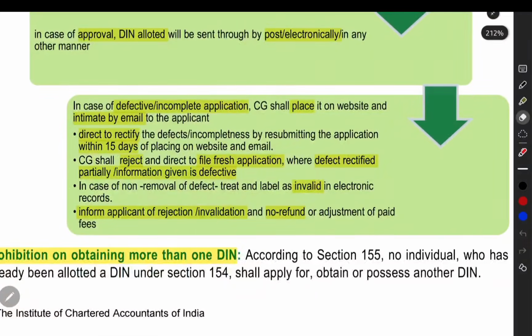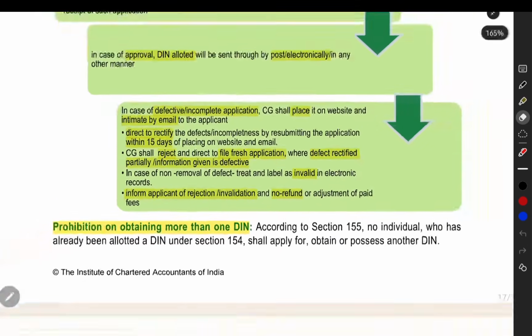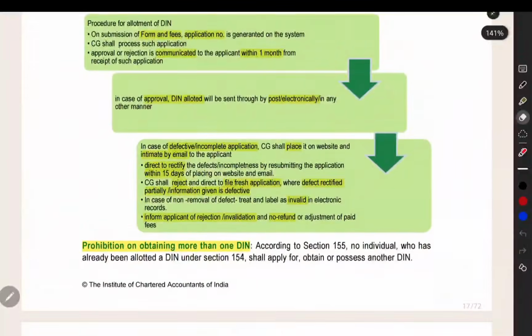Next, if the application is incomplete or defective, the central government will intimate through email. You will get an email, and then you will get time to rectify the defect. Within 15 days, you have to rectify. If you rectified the defect, but that rectification is also not correct, in that case the central government will reject your application, and you will get an instruction to file a fresh application. And if you did not even bother to rectify the defect, then your application will be treated as invalid, and in that case also, you have to make a fresh application. In these two cases, you will not be given any refund of the application fees which you paid earlier. So this is the short form of the process for obtaining DIN.